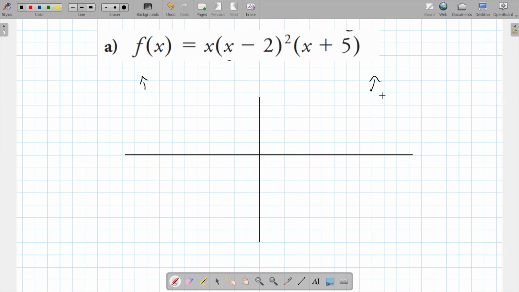What do we know? Now it's in a factored form. In a factored form, you will be given the x-intercepts. You'll always be given the zeros. But again, you're going to compare it with like x minus a, okay? What are the zeros for this function? Yeah, 0, 2, and negative 5. So right there, let me use a different color. Right there, right there, right there.